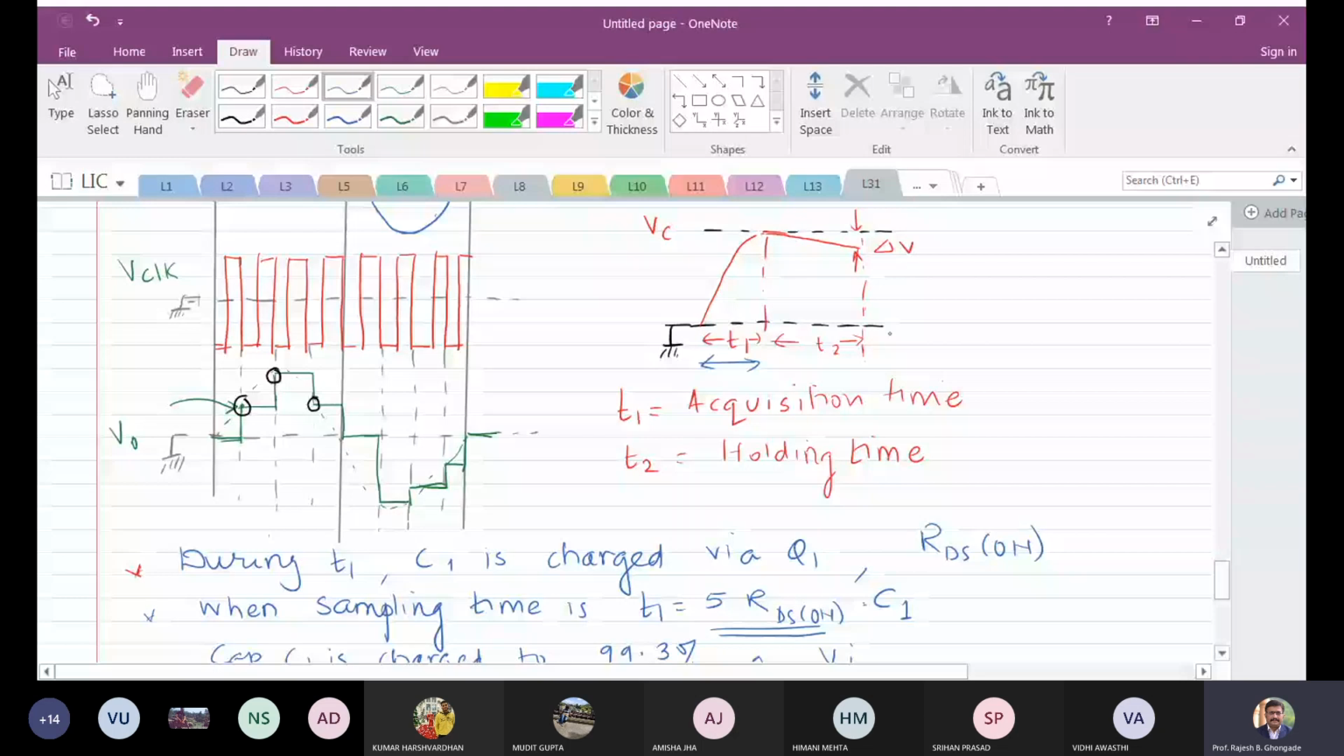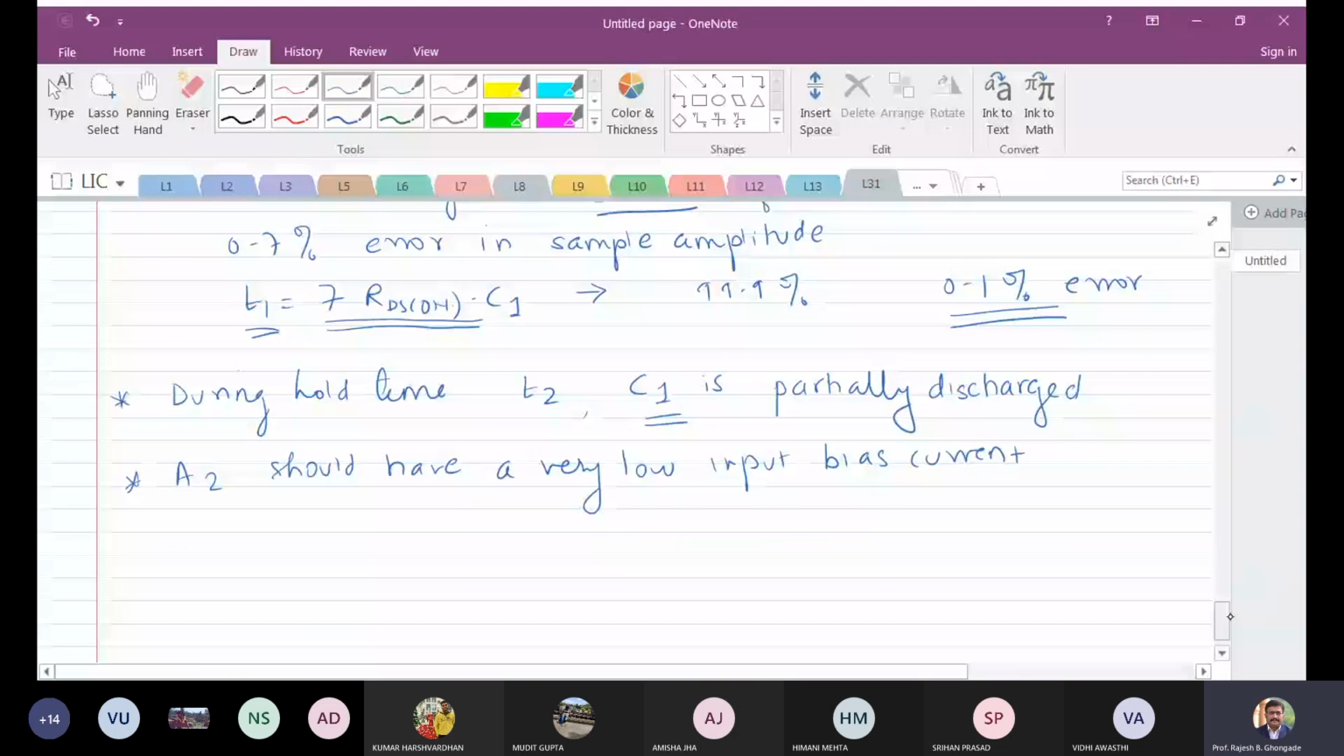At the same time, C1 should also have low leakage dielectric. We have already seen this during the peak detector. So it is required to use a MOSFET. As I said already, the MOSFET should be with the bulk terminal, also called the body, connected to ground. This is very, very important.